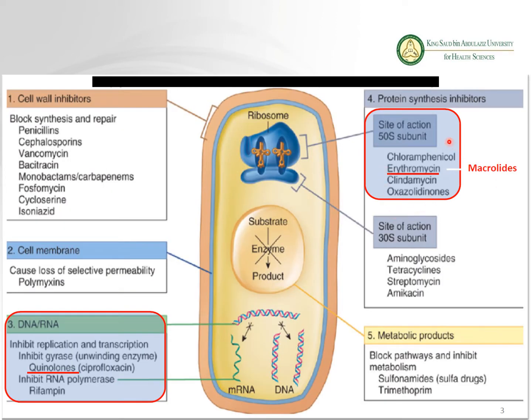So if you look into this diagram again, you will see we will discuss here the macrolides and the quinolones. Macrolides inhibit the 50S subunit of the bacterial protein synthesis machinery. This includes erythromycin, which is one of this class, and ciprofloxacin belongs to the quinolones. They inhibit the messenger RNA of the bacterial cell. So we will discuss in this lecture these two classes of antibacterial drugs.